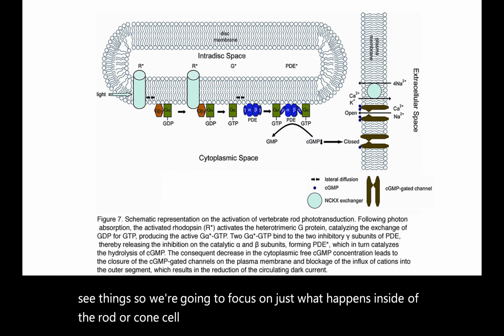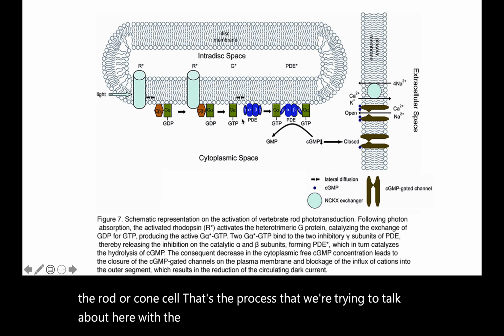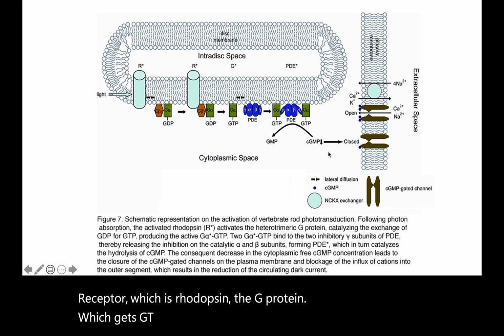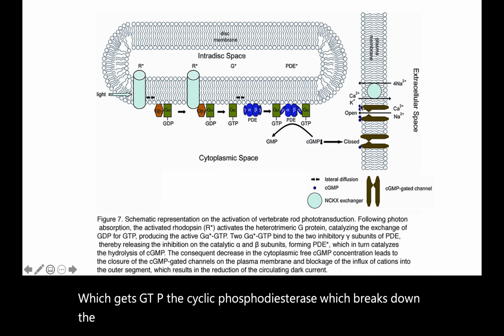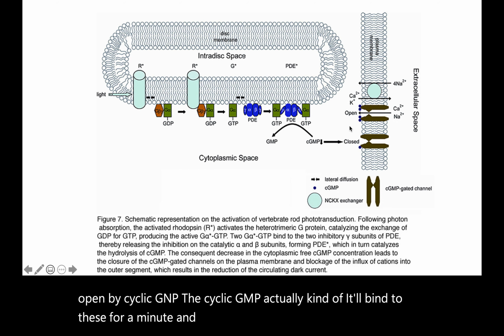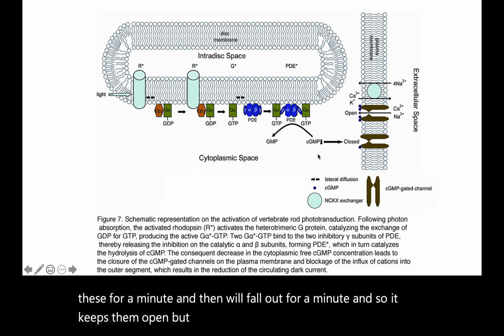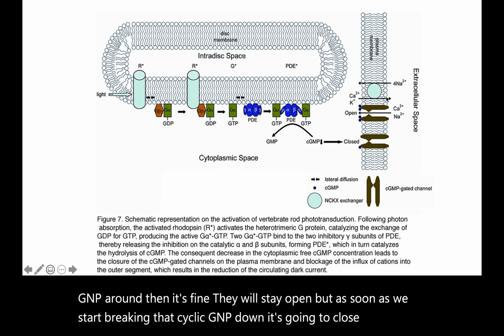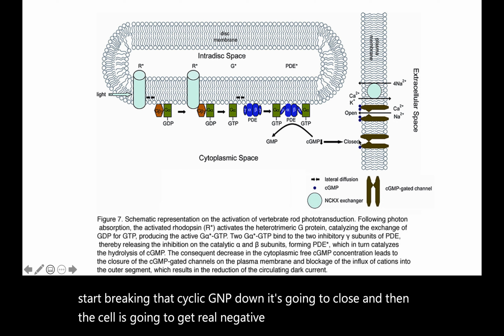That's the process that we're trying to talk about here with the rhodopsin, the G protein coupled receptor, the G protein, which gets GTP, the cyclic phosphodiesterase, which breaks down the cyclic GMP, and the little channels that were only being kept open by cyclic GMP. The cyclic GMP will bind to these for a minute and then fall out for a minute. So it keeps them open, but not for long. As long as there's a lot of cyclic GMP around, they will stay open. But as soon as we start breaking that cyclic GMP down, they're going to close. And then the cell is going to get real negative, and it is going to signal to a neuron, which is going to carry it to your brain.